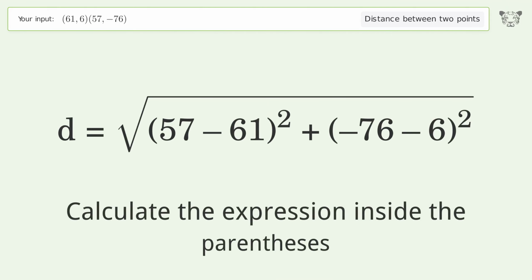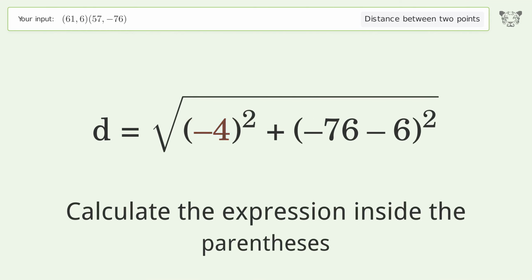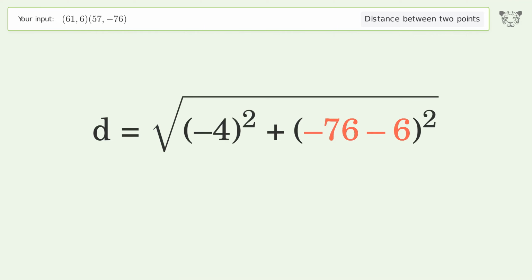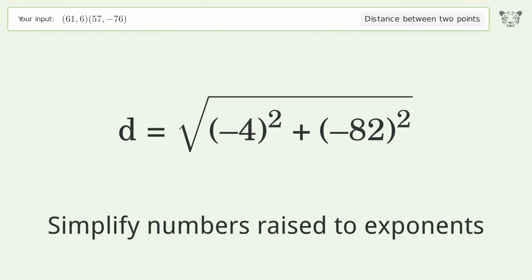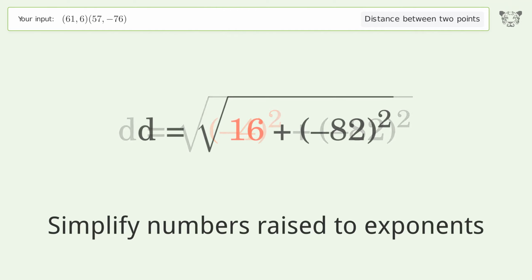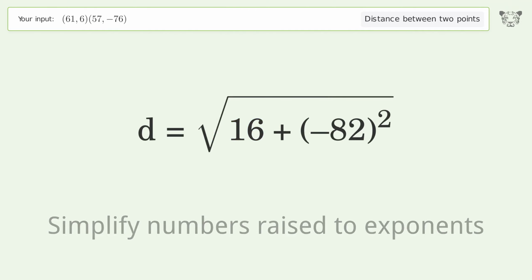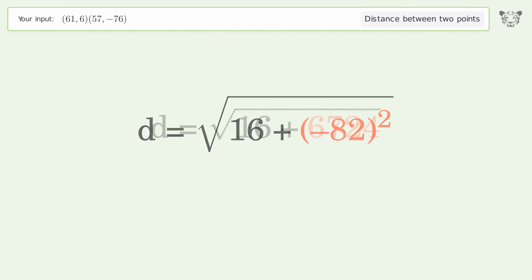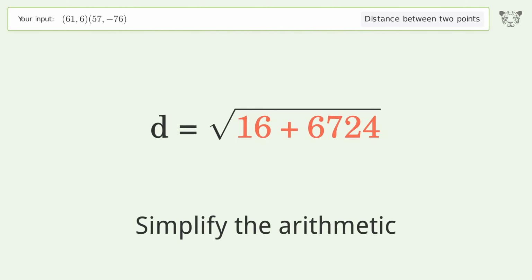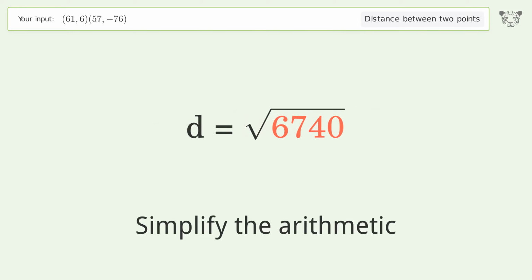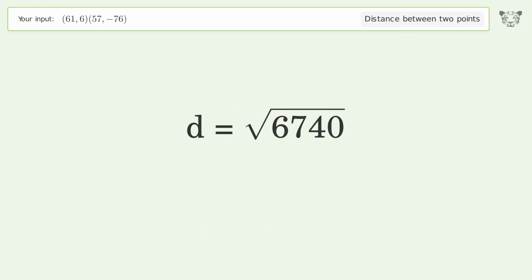Calculate the expression inside the parentheses. Simplify numbers raised to exponents. Simplify the arithmetic. And so the distance between the 2 points is the square root of 6,740, or 82.098.